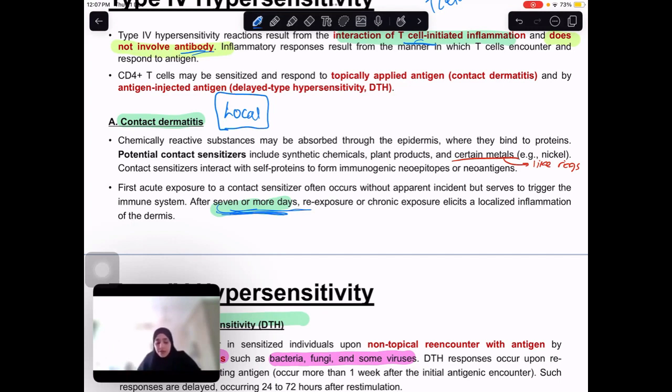The reason why is because this is T cell mediated. There's no antibody. T cells need first to be activated, then they need to be proliferating and then differentiating. So it takes some time for them to do this, right?